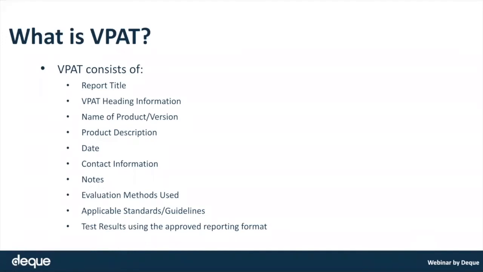And evaluation methods used. Have you used automation? Have you used manual testing? How did you identify the issues? Those will go into evaluation methods, and the standards against which the Vpat is being written. Is it WCAG 2.0? Is it 2.1? Is it Section 508 or is it EN 301 549? What is the standard against which this Vpat is holding itself true? That would be the applicable standards.